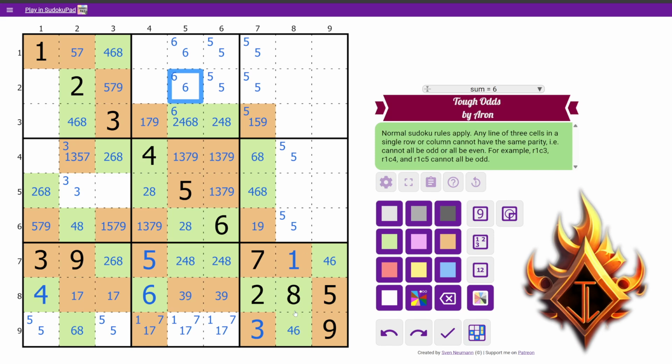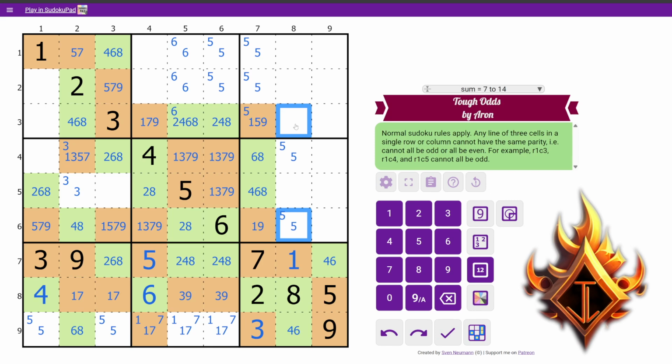Also, there's only 2 evens left up through here. If one was here, one could go there. It would have to go there, actually. But that seems like it would work for everything.